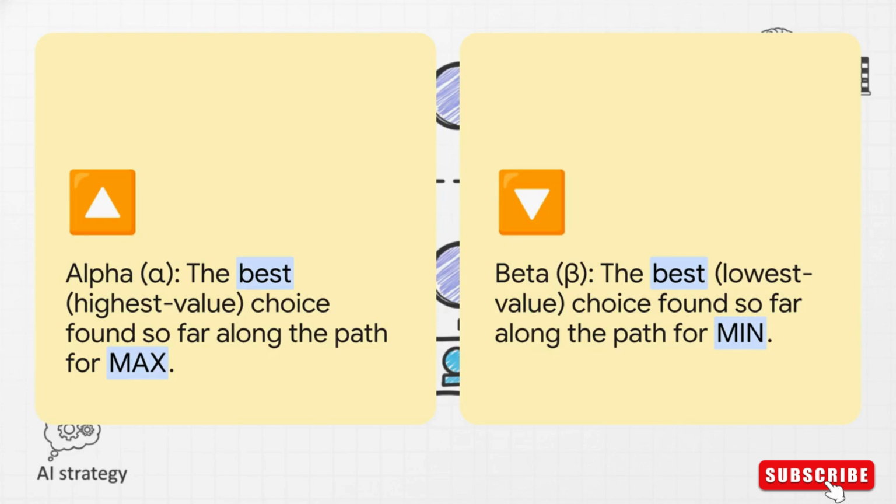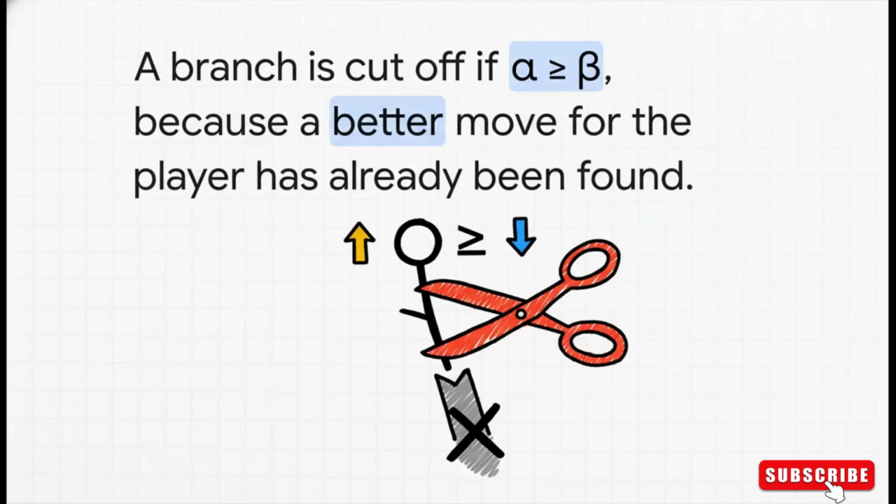It starts at the absolute worst score, -infinity. And beta is the best score, the lowest value, that the min player can force. It starts at the best possible score, +infinity. And here is the magic rule that makes this whole thing work.